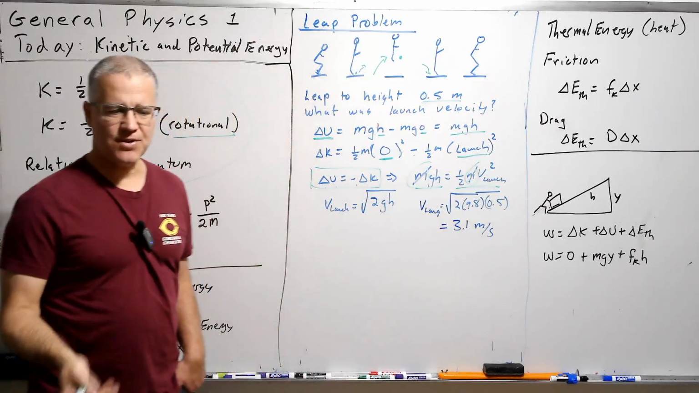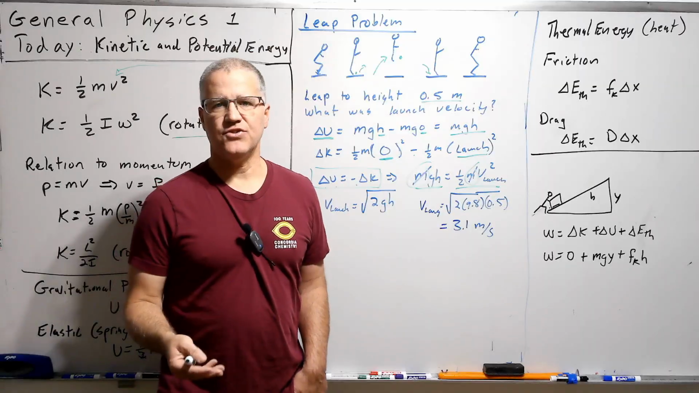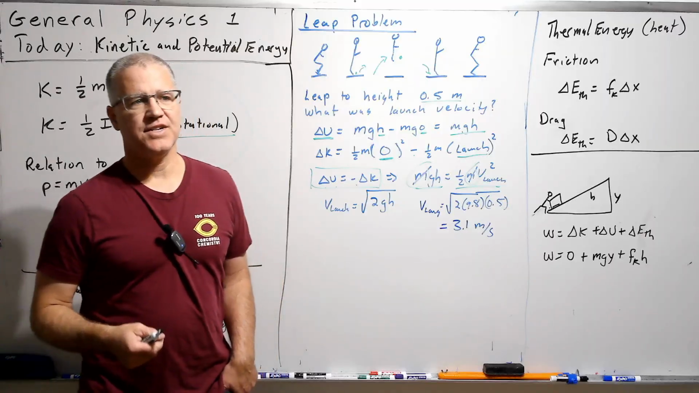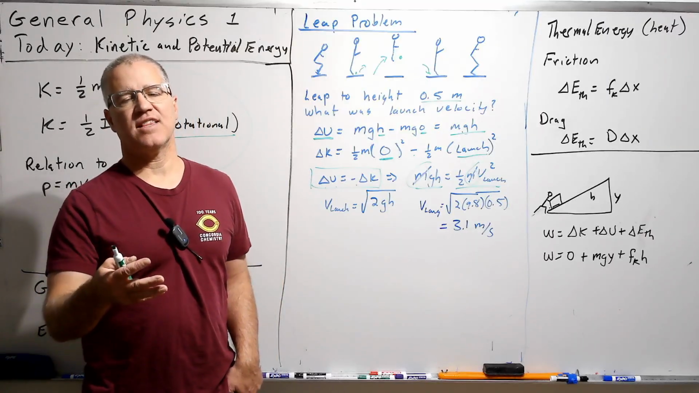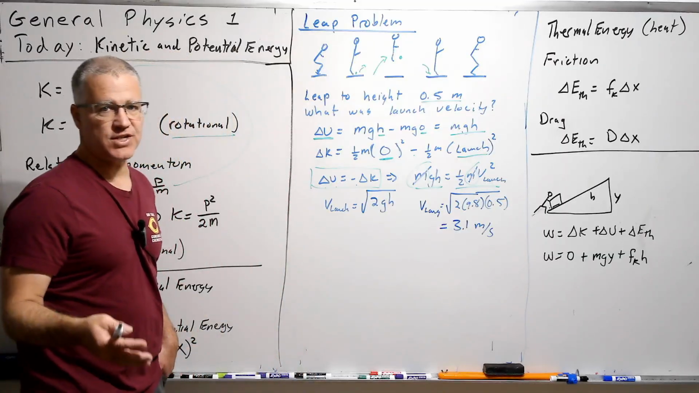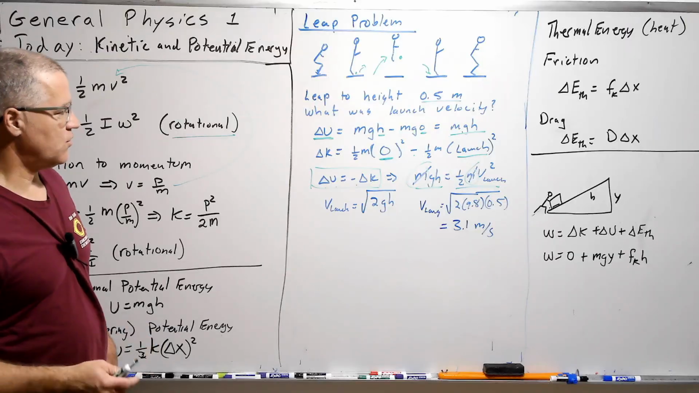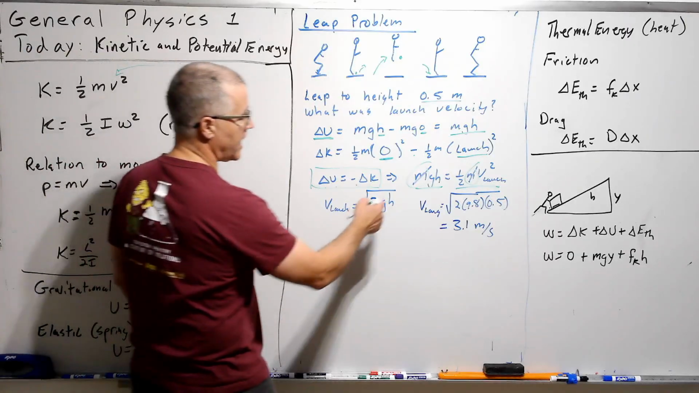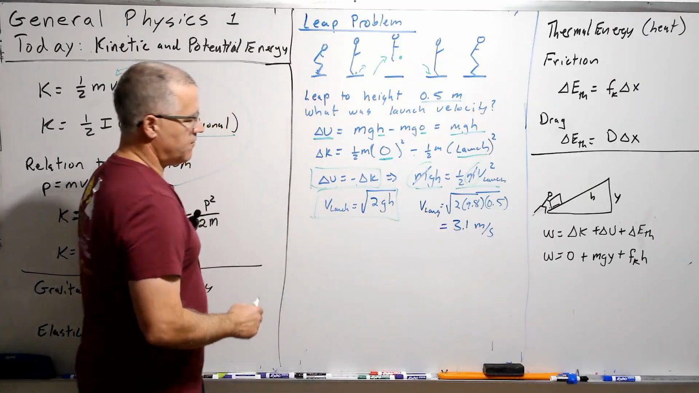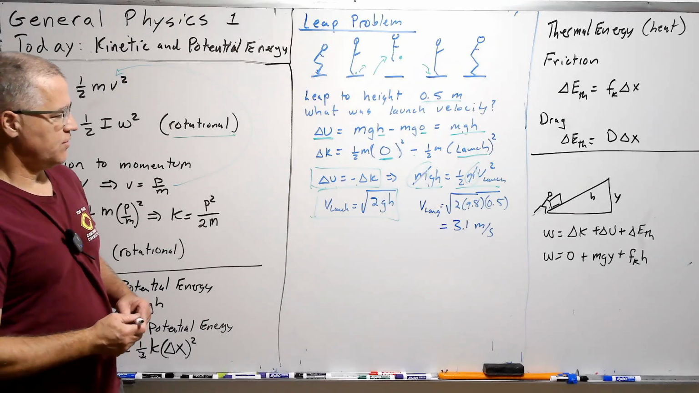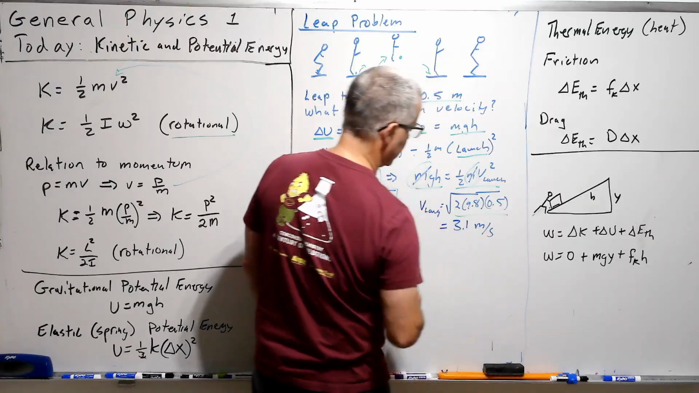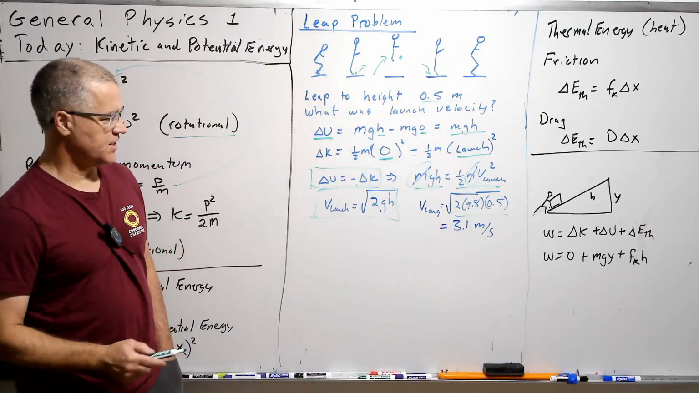So this was something we thought was kind of interesting right at the beginning, where we were doing these leap problems: it doesn't matter the size of the athlete. As long as the launch velocity is what it is, it will reach a particular height, regardless of the weight of the athlete. And we can see that happening here. The weights cancel, and then we calculate a formula for launch velocity, which we've used before. For this particular problem, we can plug in our numbers and we get a launch velocity of 3.1 meters per second.